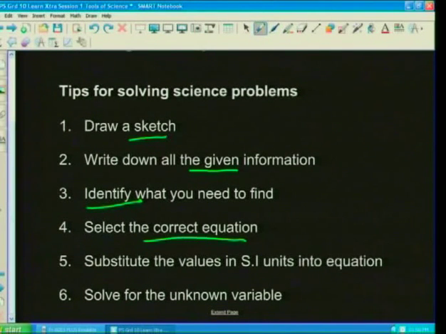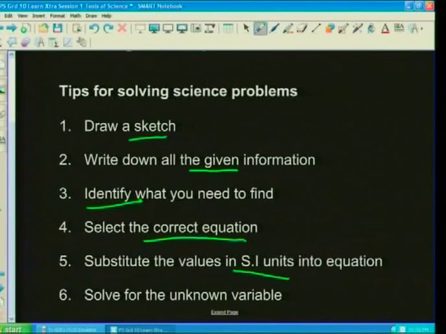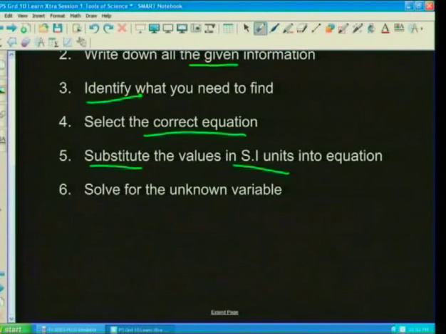Then select the correct equation. Write down the equation that has been given to you. You're usually given a data sheet, or the equation is somewhere given to you on the paper, or you've learnt about it in your textbook. The next thing is to make sure that the values you've got, remember the difference between variables and values, have units that are SI units. Convert to SI units. So that's the important thing. And then substitute those values in, and then do a little bit of a manipulation and solve for your unknown variable.